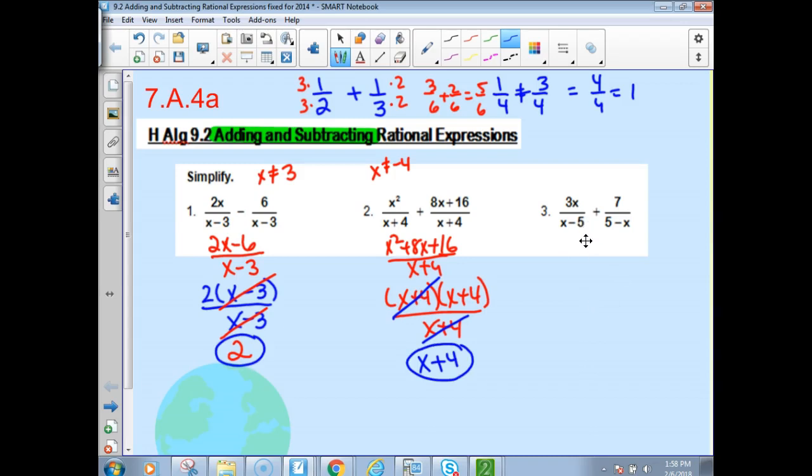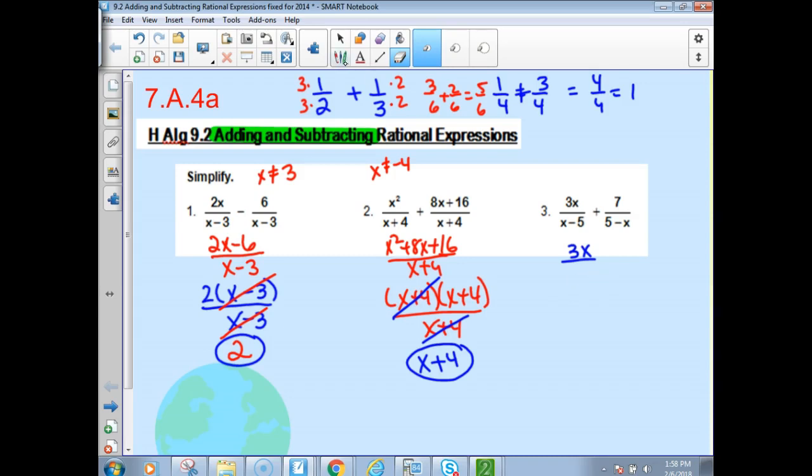Okay, number 3 is not exactly the same denominator. Very close, but not exactly. They're actually opposites of one another. So we're going to rewrite this.